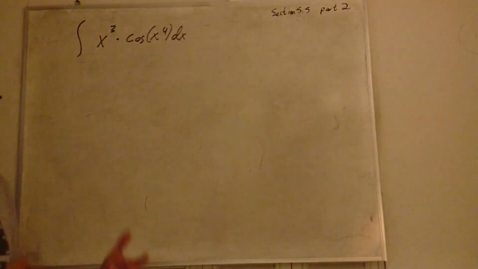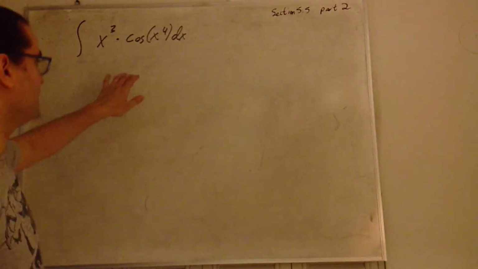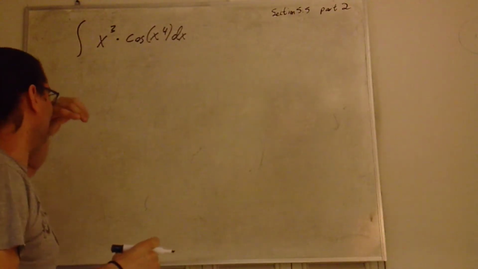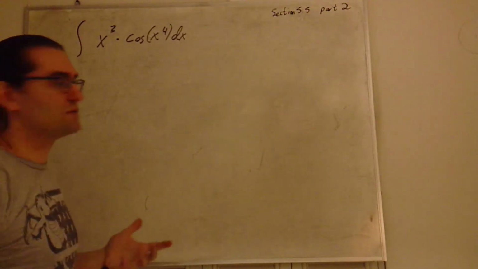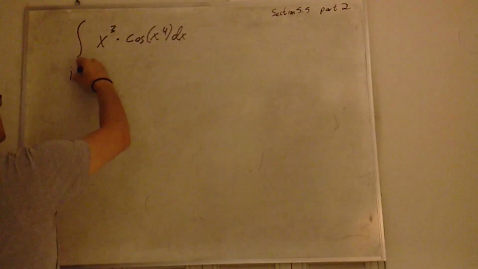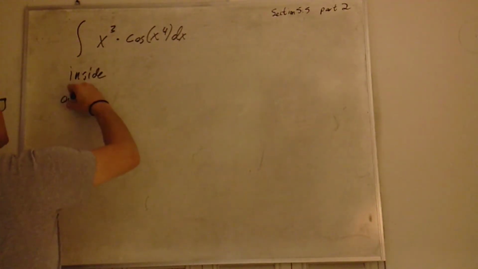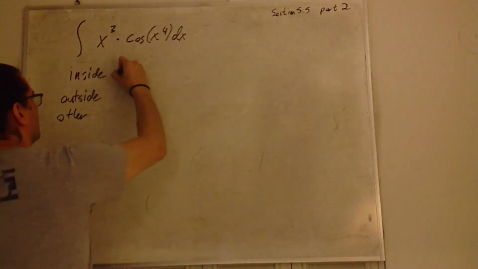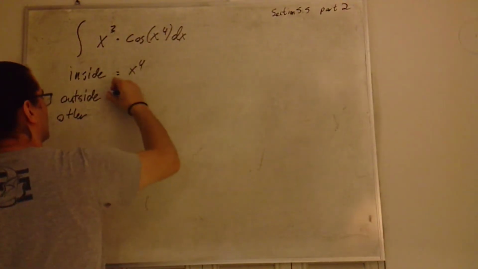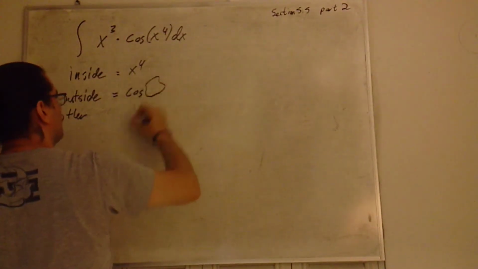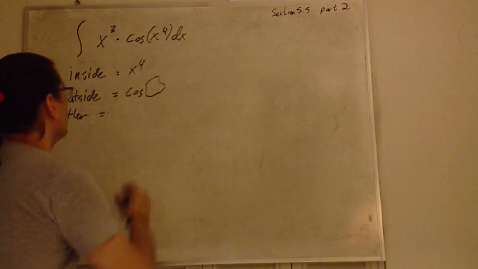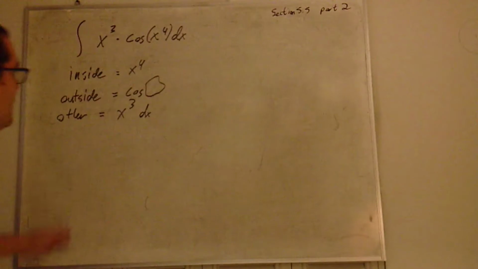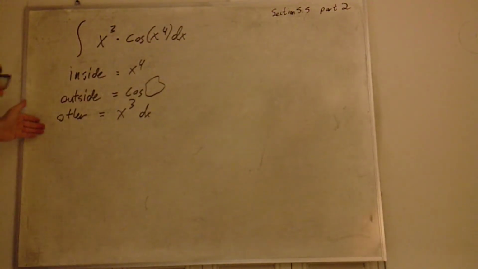This is a lot like the one we just did with the e. We had a power function inside of an exponential. Now we have a power function inside of a trig. Let's see what's different. We need an inside, we need an outside, and we need another. I think the inside is pretty clearly x to the 4th, and the outside is pretty clearly the cosine of the blob, which means that the other is x cubed dx. Identification step finished. So far, so good.